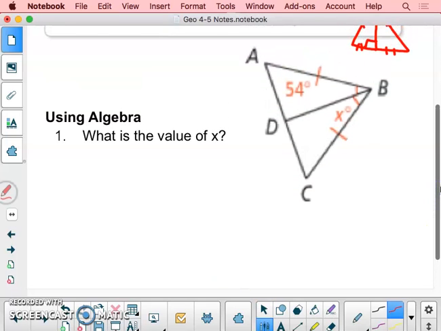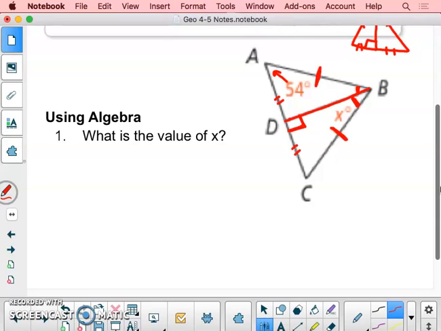An application of that would be right here where it says, what is the value of x? This 54 is talking about this angle right here, and the value of x is this missing angle. Since I see that this is an isosceles triangle, and this line down the middle, BD, is cutting this in half, I can say that this is definitely a right angle right here. This is a perpendicular bisector.